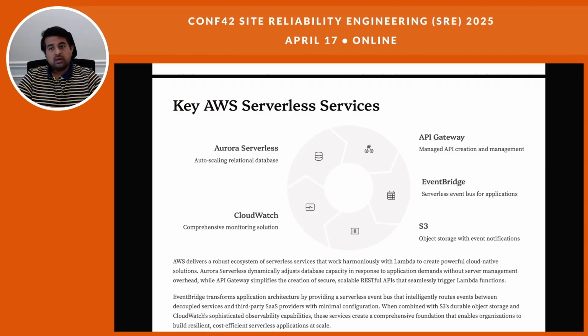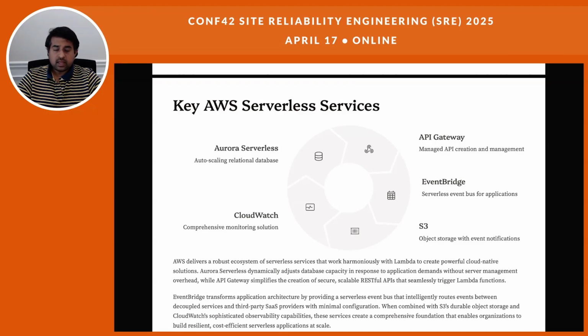EventBridge. EventBridge transforms application architecture by providing a serverless event bus that intelligently routes events between decoupled services and third-party SaaS providers with minimal configuration. EventBridge can process millions of events per second with near real-time latency, typically under 500 milliseconds. It simplifies integration with third-party SaaS applications, reducing integration time by 40 to 50%. EventBridge filtering and routing capabilities reduce the complexity of managing event-driven architectures, decreasing development efforts by 25 to 30%.